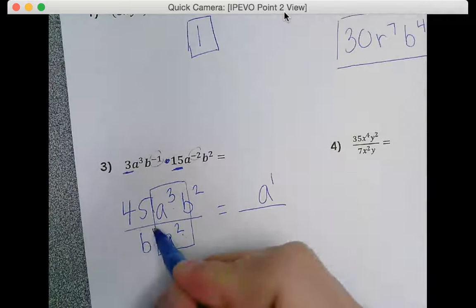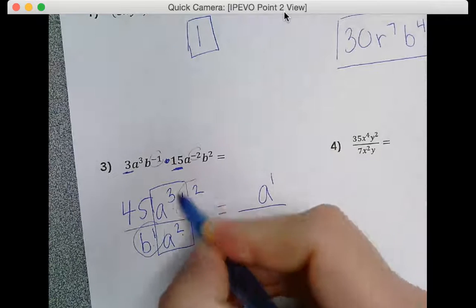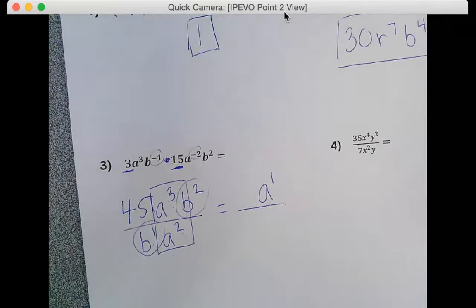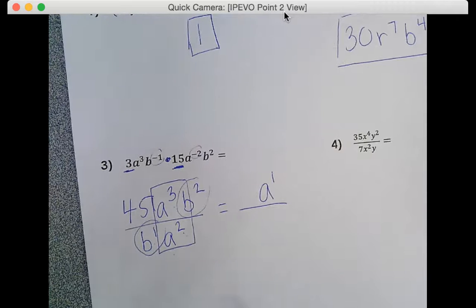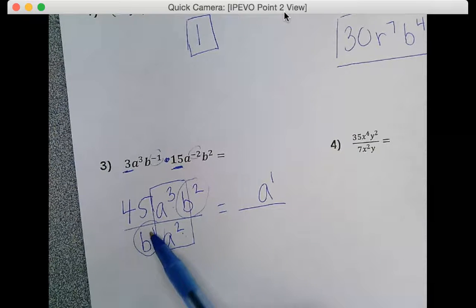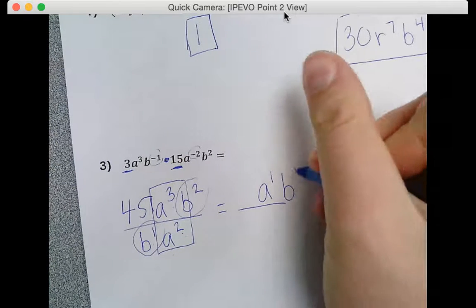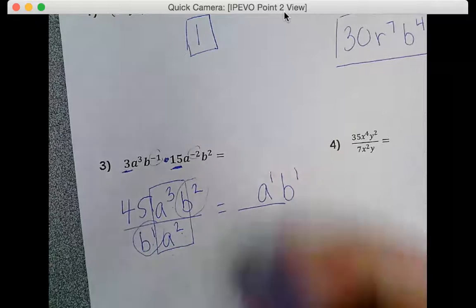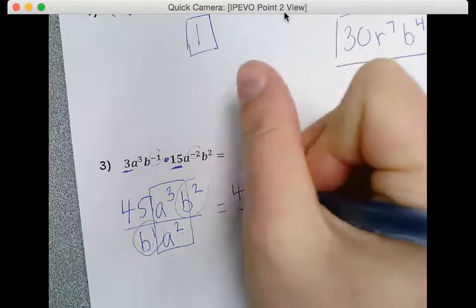Okay, we could do the same with the b's. We have a b to the 1 on bottom, b to the 2 on top. So we will subtract these. 2 minus 1 is 1, and it's going to go on top because the 2 is bigger than the 1. This 45 we've already combined, so we can leave that on top.